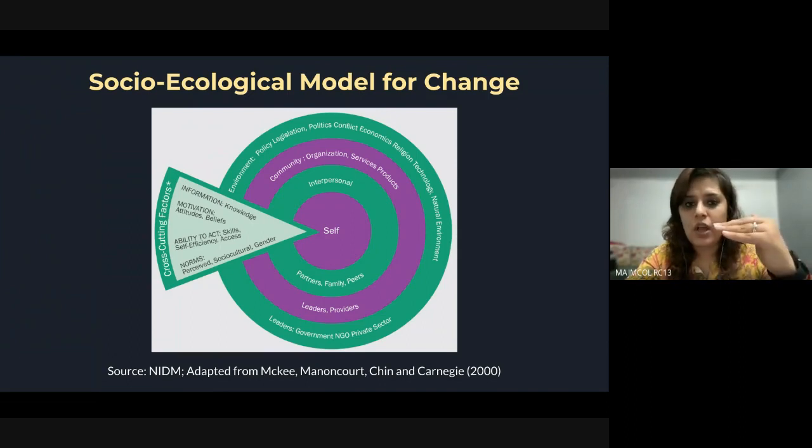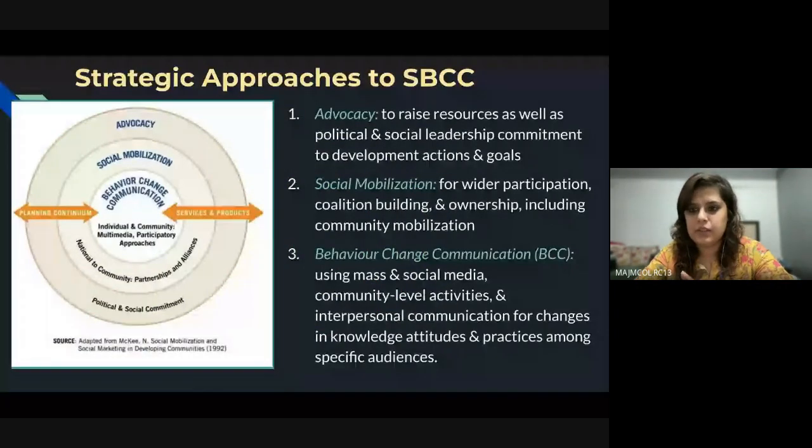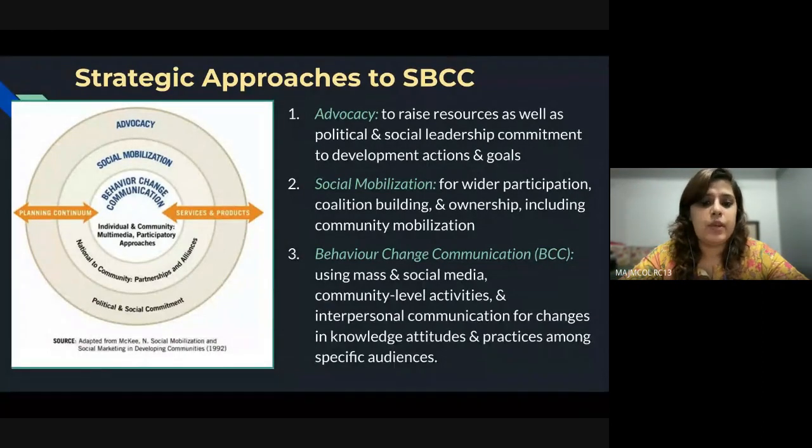So that is how SEM works, wherein first the change in the self, and then further on the environment is taken into consideration to bring about a change, and that is done via development communication or SBCC specifically. Am I clear? Okay, great. So I was talking about the strategic approaches to social and behavioral change communication.